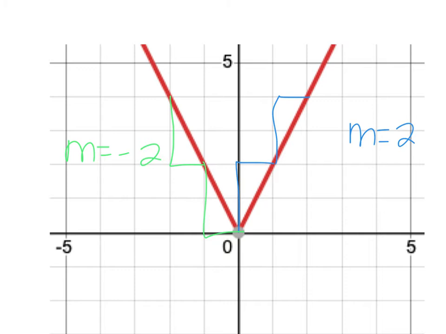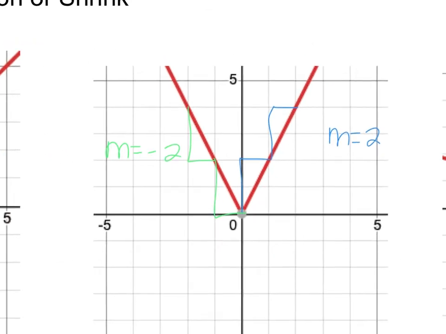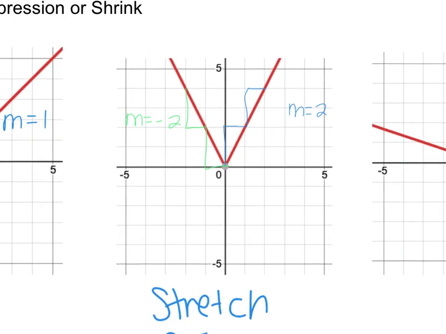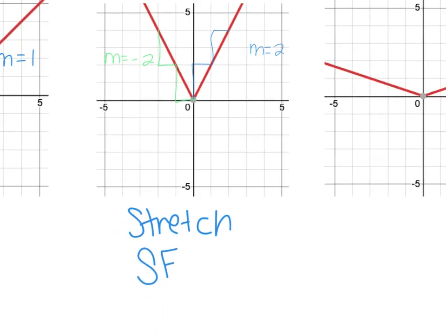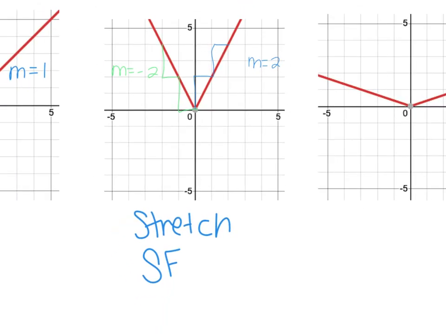And you'll notice on all of these absolute values, the slopes are always opposites. So it should be the opposite numbers. They're not going to have different numbers of slope. Okay, so since we have a stretch, your stretch scale factor in this case is 2. Your scale factor is always positive, FYI.